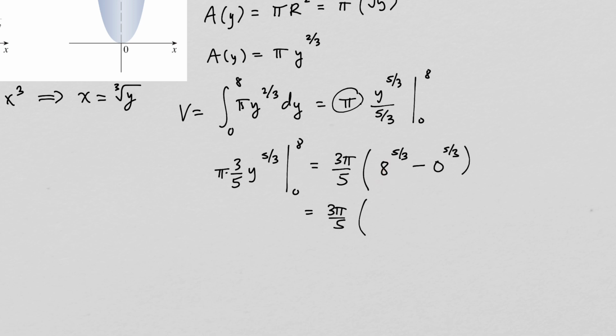And this is 3 pi over 5 times, what is 8 to the 5/3? Well, remember it's the cube root of 8, which is 2, and then 2 to the 5th power is 32. And 0 to the 5/3 is 0. So finally, we end up with 96 pi over 5.